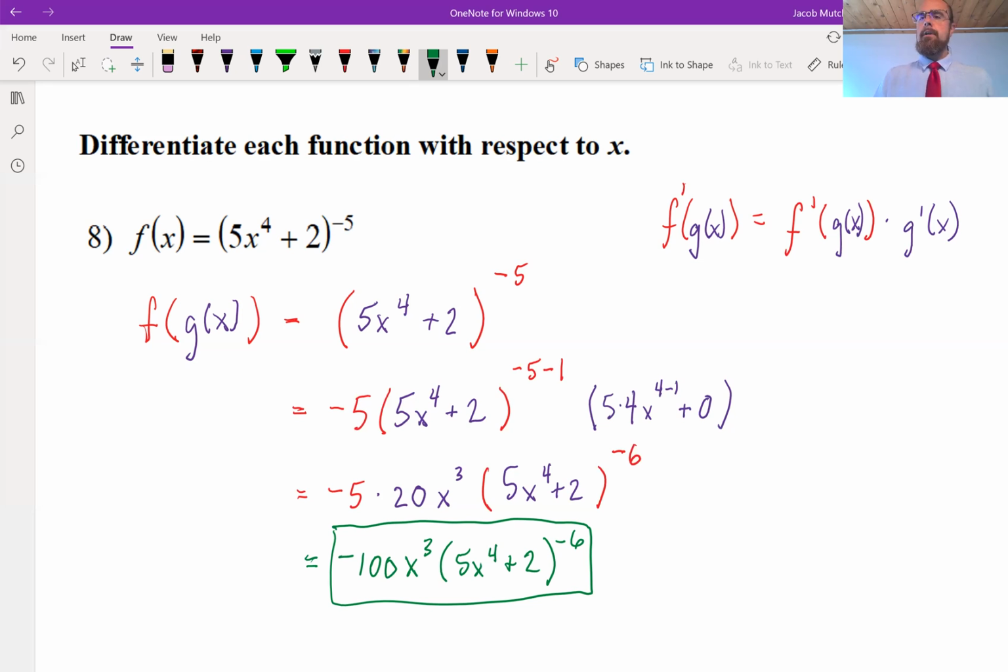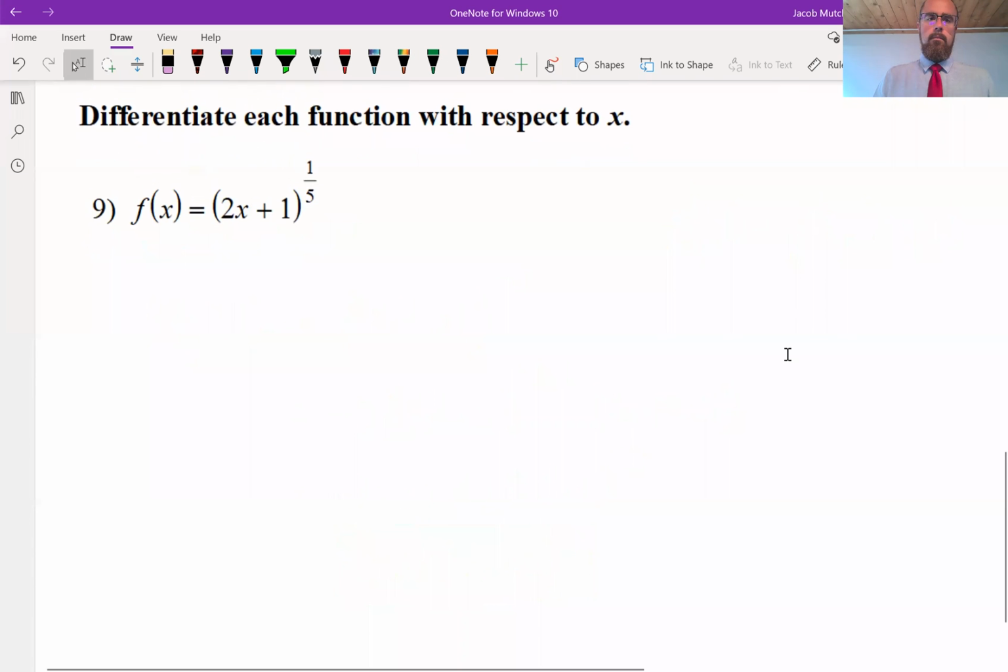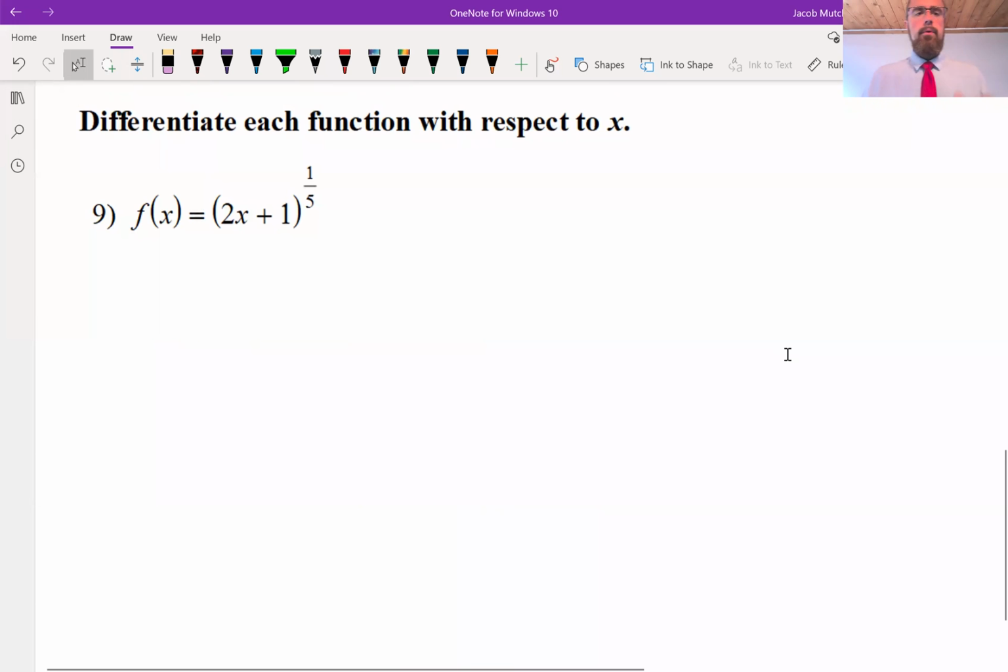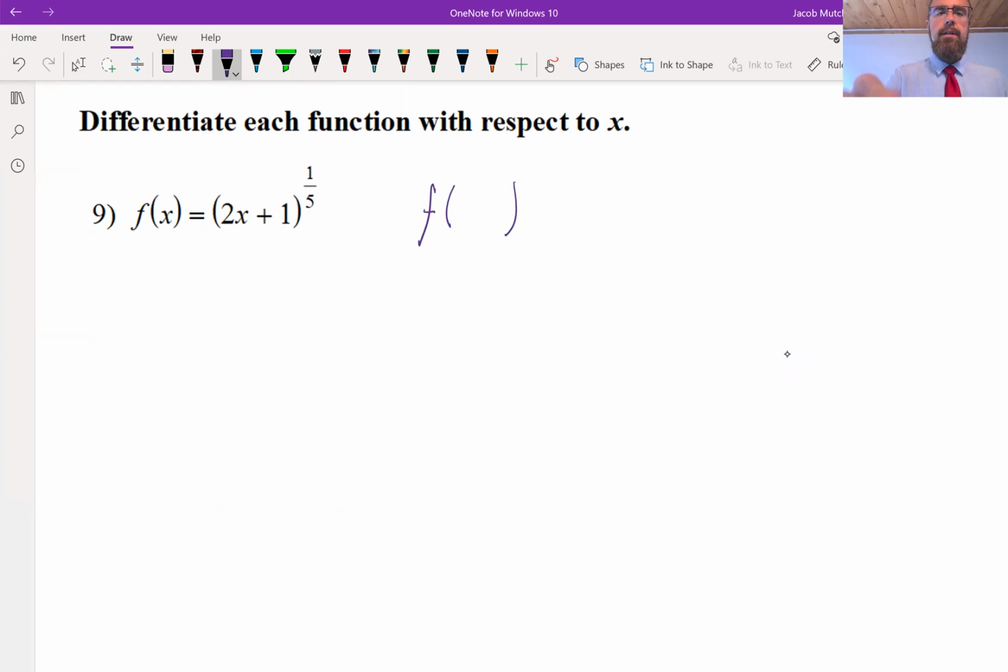Let's take a look at a third and final example here, where we look at a fractional or rational exponent. Here is our example number 9. Here we've got f of x equals parentheses 2x plus 1 to the power of 1/5. So just to, again, make a case about what our function is defined in terms of a composite, f at g of x in this case is going to be the f function, which is the bigger structure to the power of 1/5, and the g function is going to be 2x plus 1, the interior there.